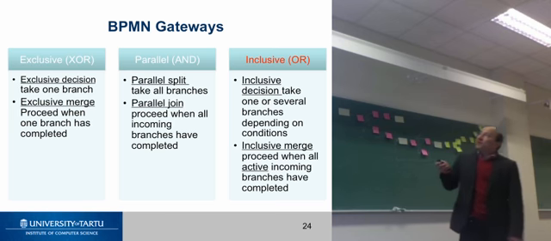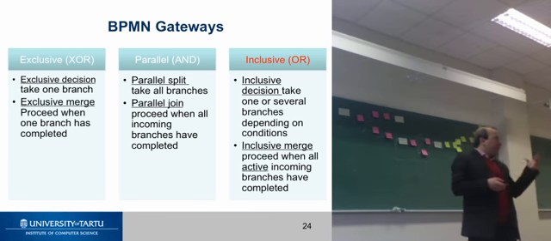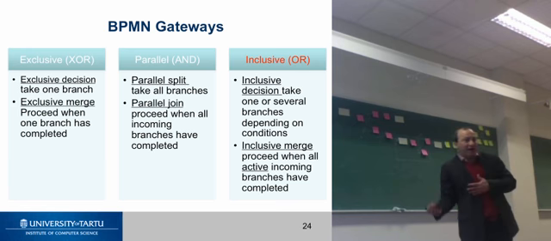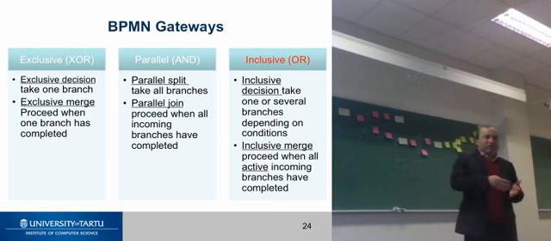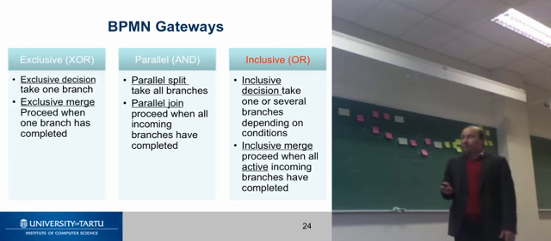So the bus driver in BPMN is called an OR gateway. It can be a split or it can be a join. When it is a split, it means you can take either one path or 2 paths or 3 paths or all of them. It doesn't matter, depending on the conditions. So it's not an XOR, it's not an AND. In an AND, it means you do both. In an XOR, it means you do one or the other. In an OR gateway, it means you will do one or the other or both, depending on the conditions.